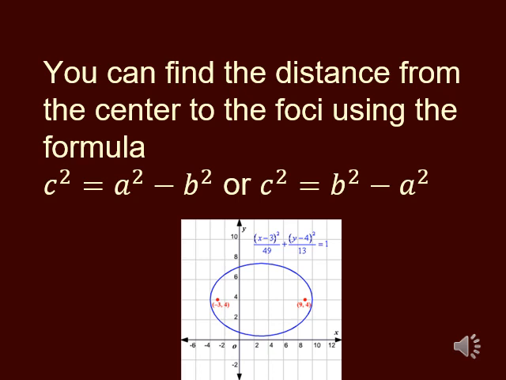So to get the distance from the center to the foci, you subtract those numbers on the bottom of the fraction. That's actually the least important of the rules we're going to talk about with ellipses, but it is the one other thing you can learn from that equation.